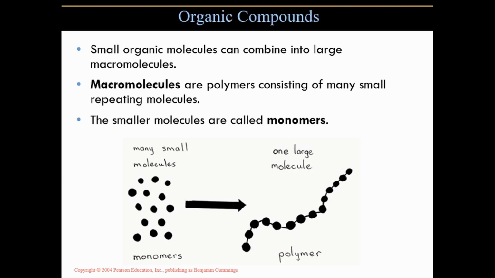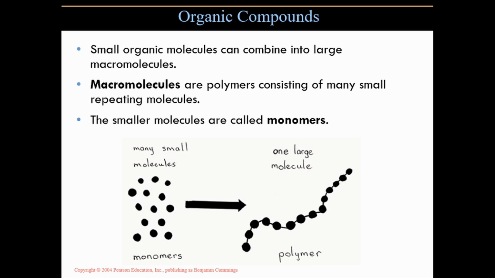Small organic molecules can combine into larger what are called macromolecules. And as you know, macro means large. Macromolecules are polymers consisting of many small repeating molecules. And the small molecules that can become repeating are called monomers.